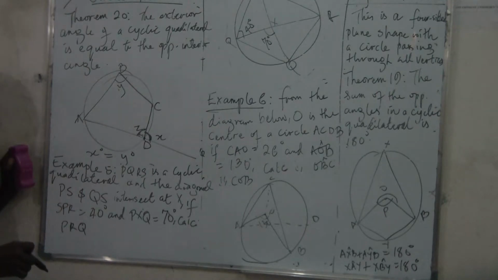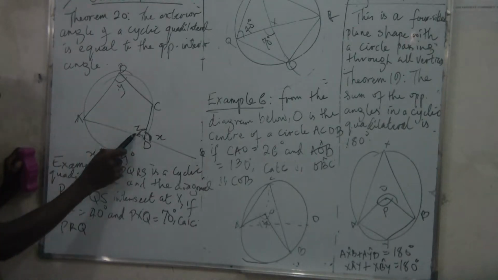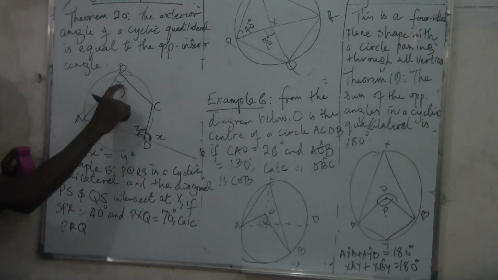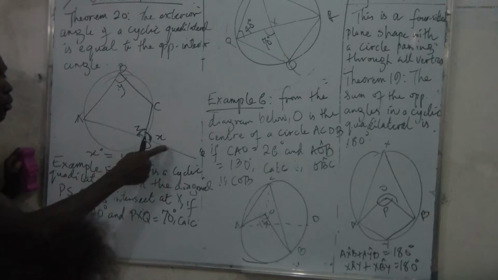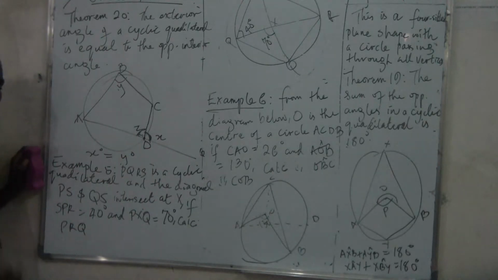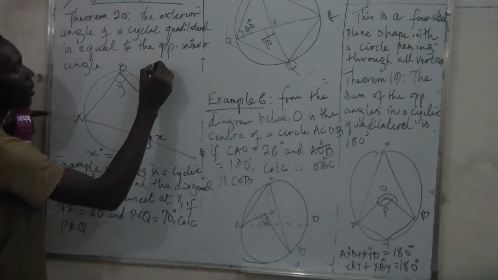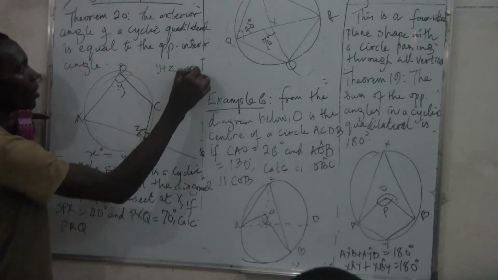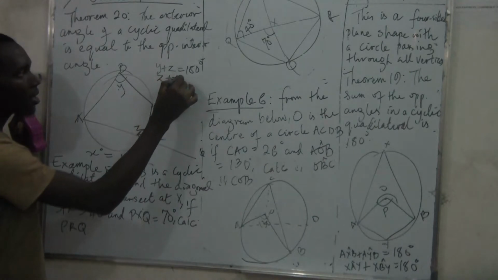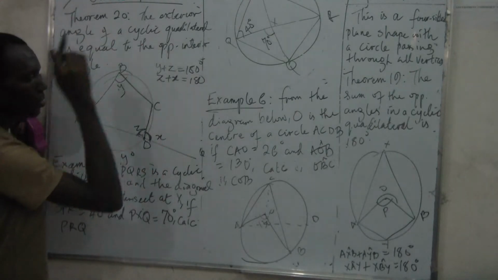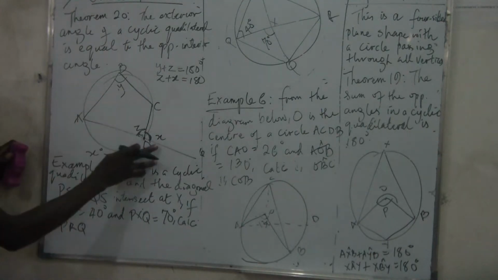How do we prove that? We know that angle Y plus angle Z give us 180 degrees. And also the angle Z and the angle X will also give us 180 degrees. So let's do that side by side. We can say that Y plus Z is equal to 180 degrees. I can also say that Z plus X is equal to 180 degrees. So from this, we are saying that Y is equal to X.